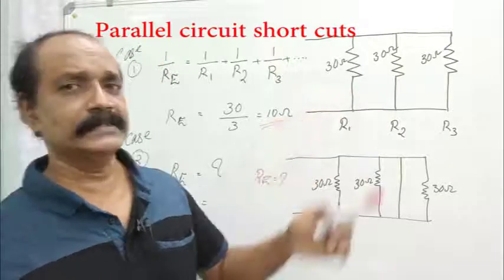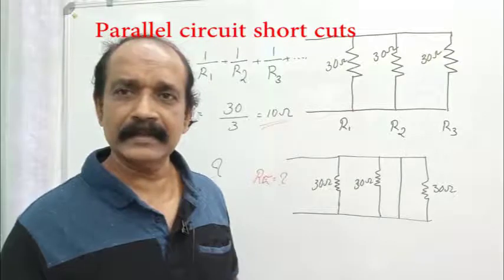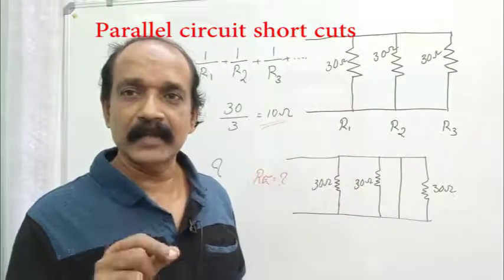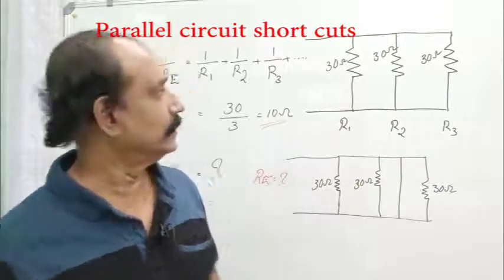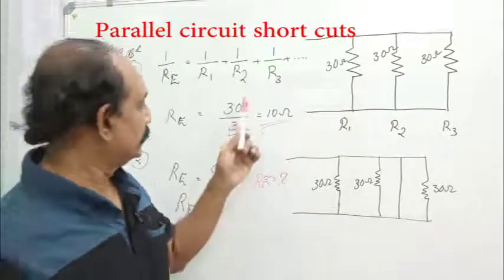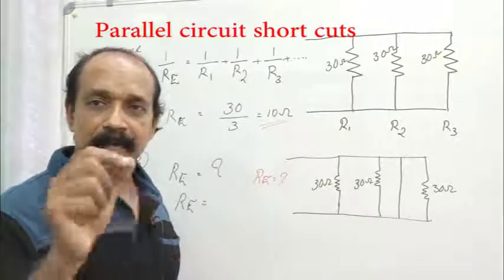If the value of the resistors are same, then take the value of one resistor and divide that value with number of resistors. That is, here 3 resistors are connected. Then 30 divided by 3 is 10 ohm.